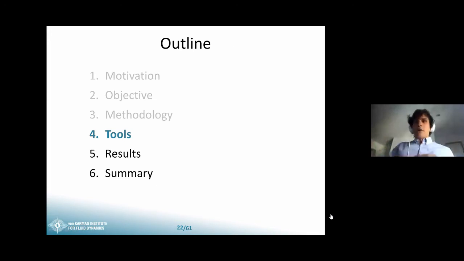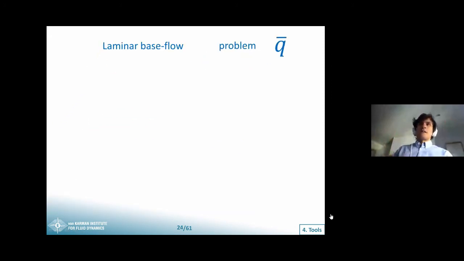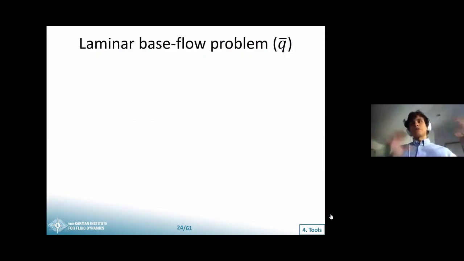All right, so now how are we going to do all this? Well, as we said at the beginning, there are two parts to this analysis. There's first solving the laminar baseflow problem, and then the propagation of instabilities, or perturbations, within that baseflow. So regarding the laminar baseflow problem, we've used one of two different tools for it.